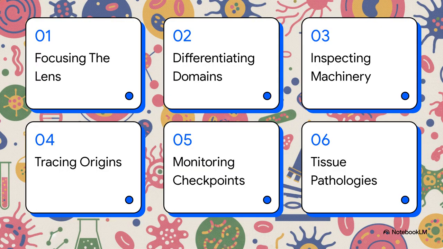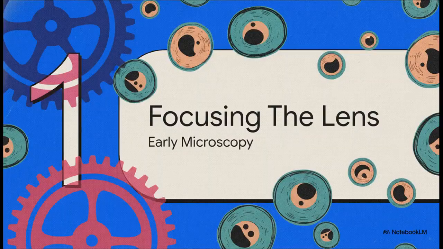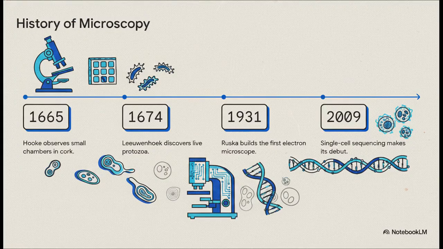We've got 6 exact diagnostic steps to cover: focusing the lens, differentiating domains, inspecting machinery, tracing origins, monitoring checkpoints, and finally, tissue pathologies. Let's get right into it. Step 1. Focusing the lens. Think about how wild this historical shift was. We moved from mystical vitalism to a strictly empirical, mechanistic study of cells. And none of this medical progress happens without advancements in lens technology.